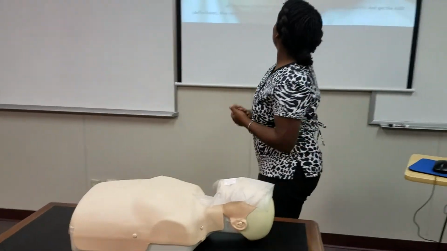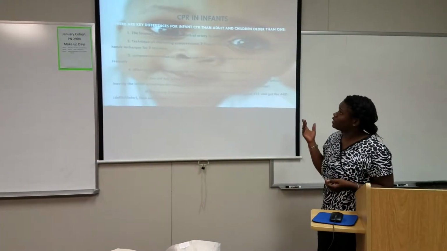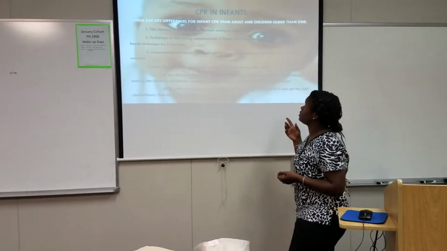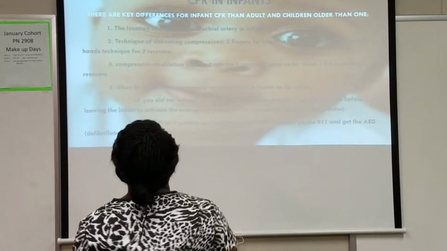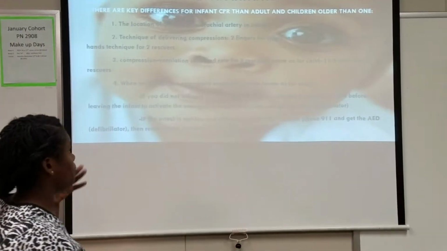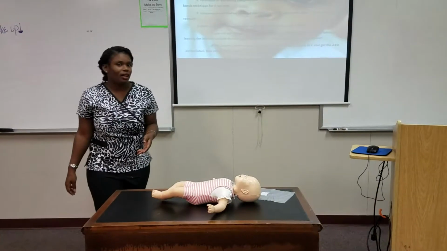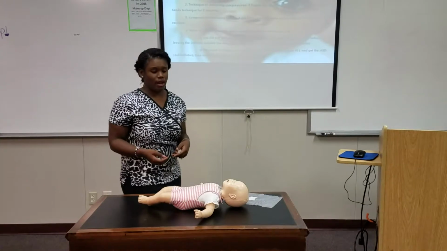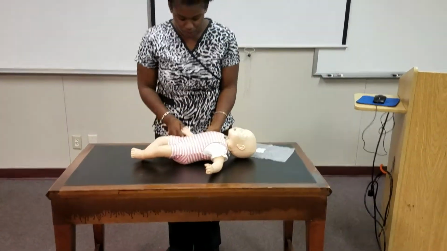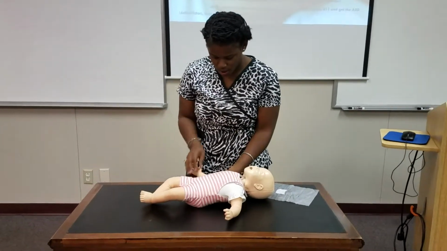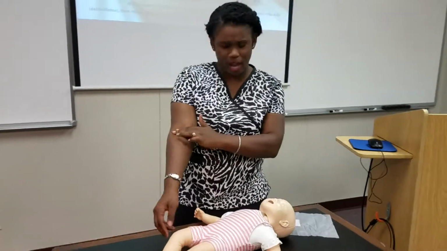Okay? Next, we have CPR in infants. First things first, there are key differences for infant CPR than there are for children older than 1. Number 1 is the location of where you check the pulse. On an infant, instead of using the carotid artery, we're going to use the brachial artery. We're going to turn their arm over, and we're going to check on the inside of the arm, at the bend of the elbow.